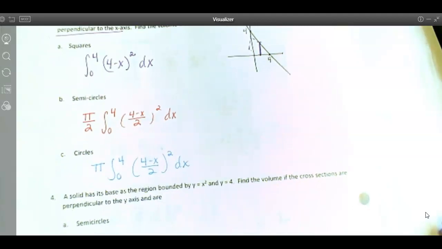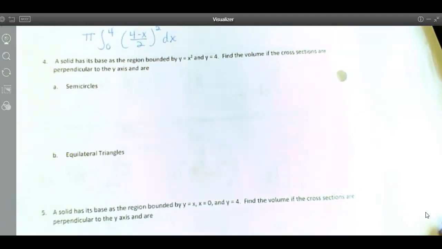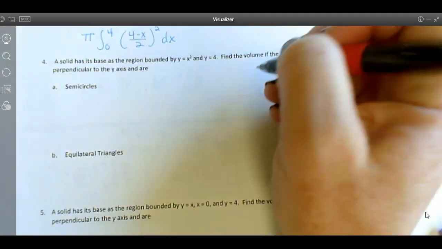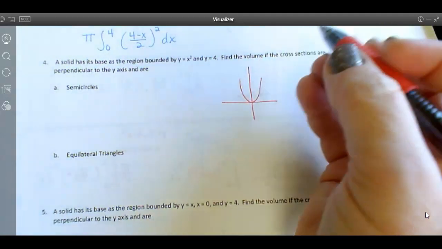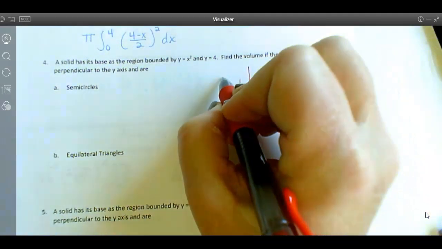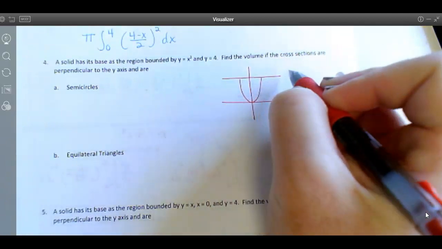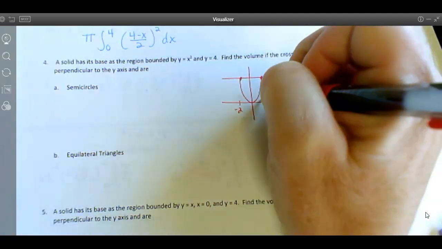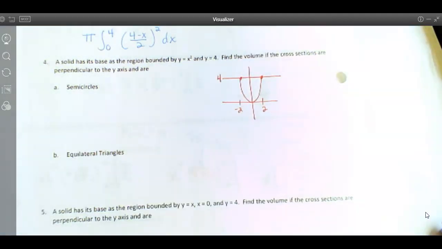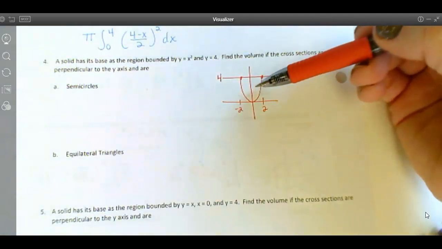Alright, so let's talk about what happens when it's perpendicular to the y-axis. Okay, so let's draw a region first. So we have y equals x squared, and y equals 4. This would intersect at negative 2 and 2 if I need that, and that's at 4. So it's that region there.